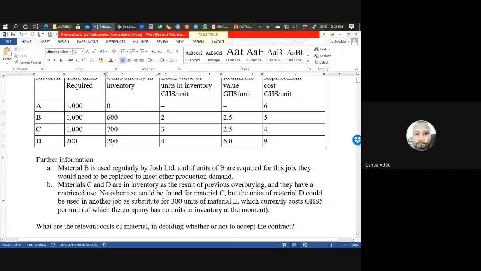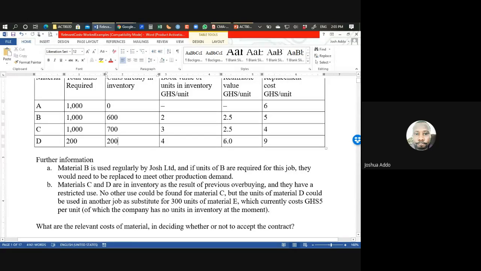If we give this 200 to the special job, then the other job which requires 300 units of material E wouldn't have the opportunity to use this 200 units of material D as a substitute. We will then have to go and buy the full 300 units of material E for the job that requires it. And that is an opportunity cost. Opportunity cost of 1,500, 300 times 5. Then this opportunity cost is there, 1,500.